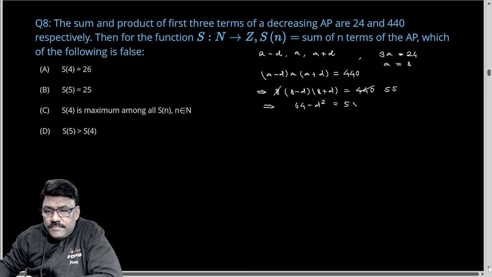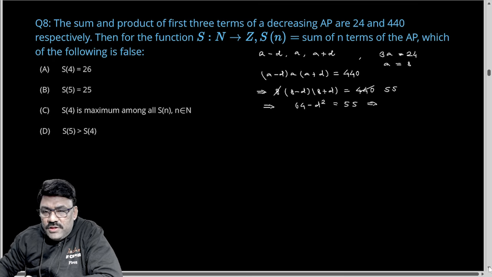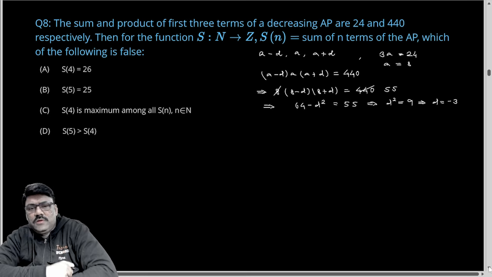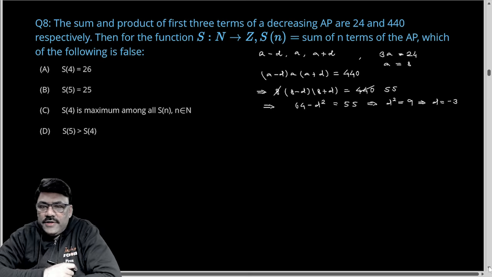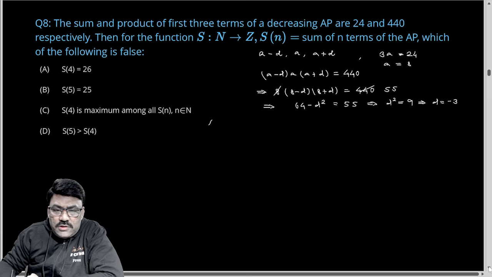55. So this gives you d square is equal to 9. So d will be minus 3. Since AP is decreasing, hence I am taking the negative value of d. AP is decreasing, the common difference should be negative. So now you can say that your AP is what?